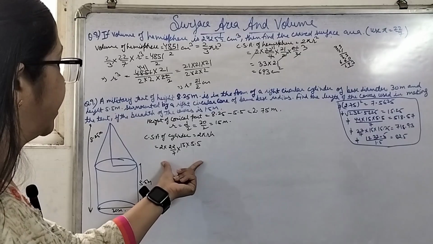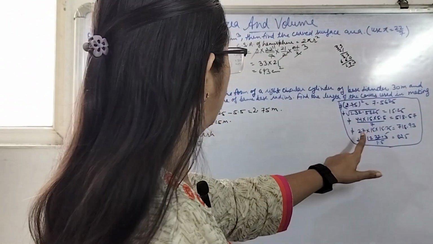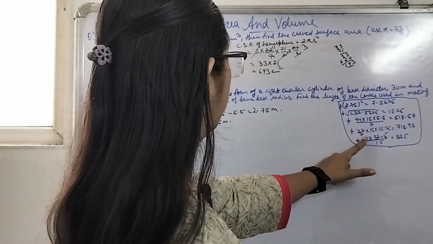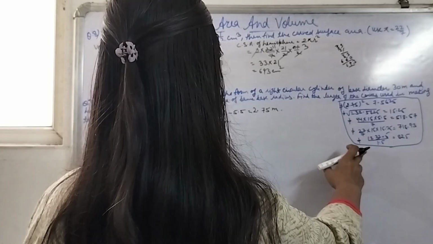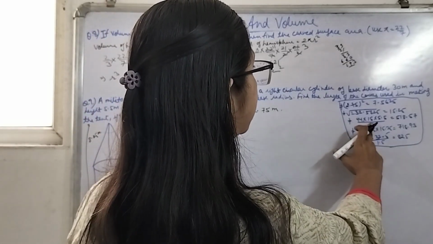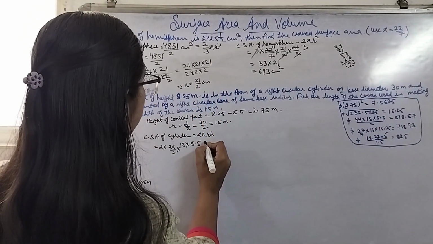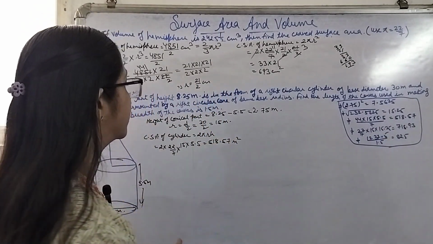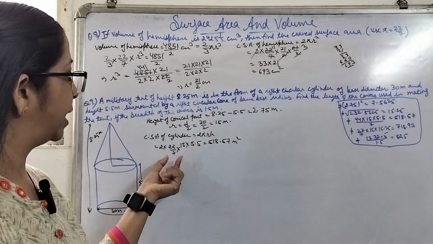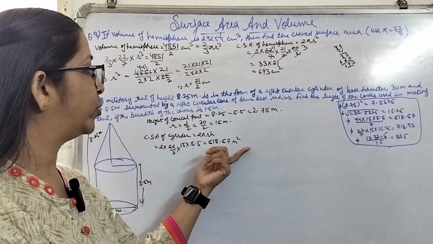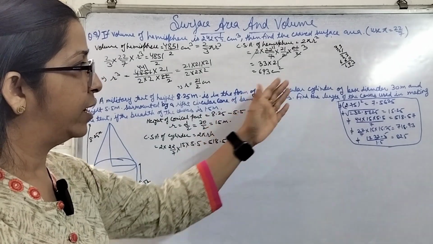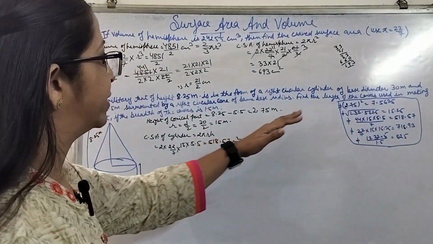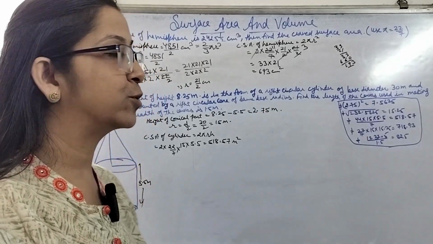If we solve it further, it will be 2 multiplied by 22 by 7 multiplied by 15 multiplied by 5.5. It is equivalent to 518.57 meters square. This is the curved surface area of the cylinder. I have already written these calculations because it would be time consuming, so I have simply written what the multiplication of all that is going to come to.